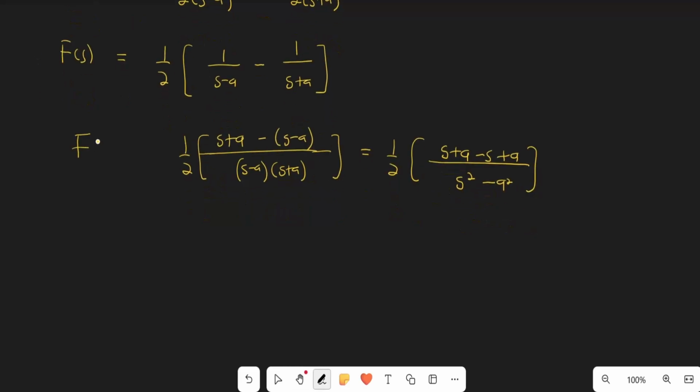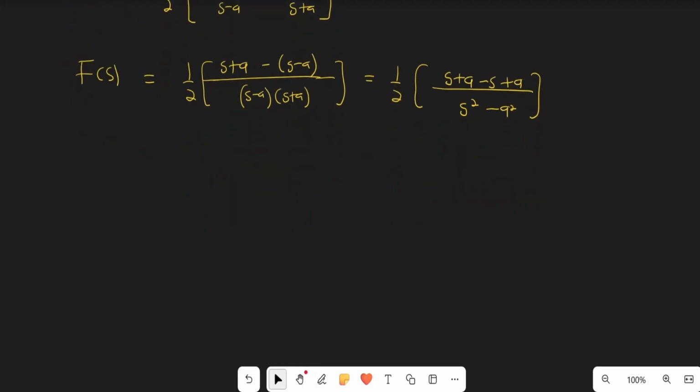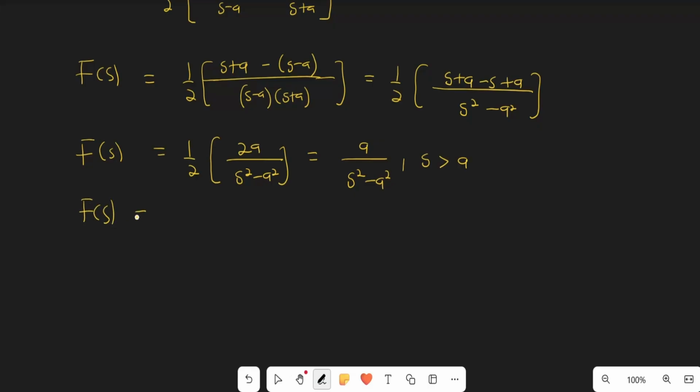And this one is capital F of s, the Laplace transform of the function sine hyperbolic of at. So F of s is equal to 1/2, and then we are going to have 2a left on top, and then we have s squared minus a squared. And this reduces to a all over s squared minus a squared. So this one is actually dependent on the fact that s is strictly greater than a. So this is what we have for the Laplace transform of the sine hyperbolic of at. Okay, s greater than a. So let's go to our table and then fill that.